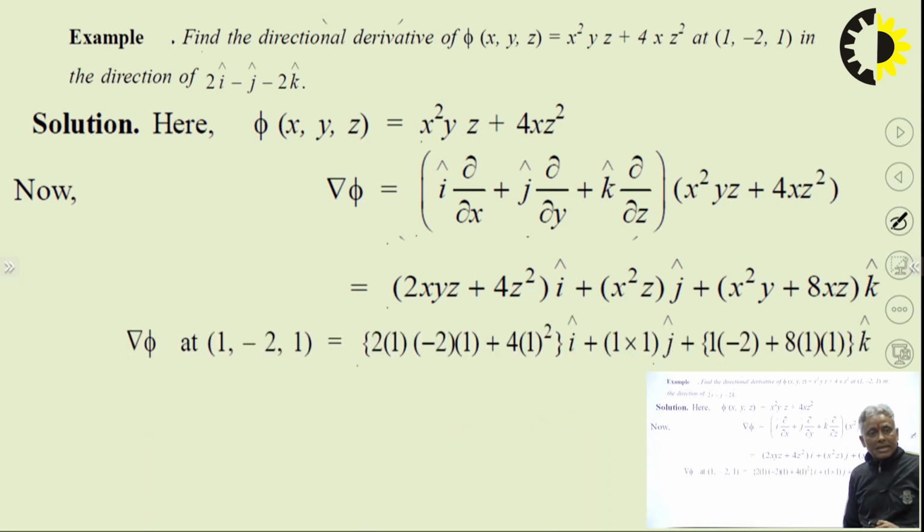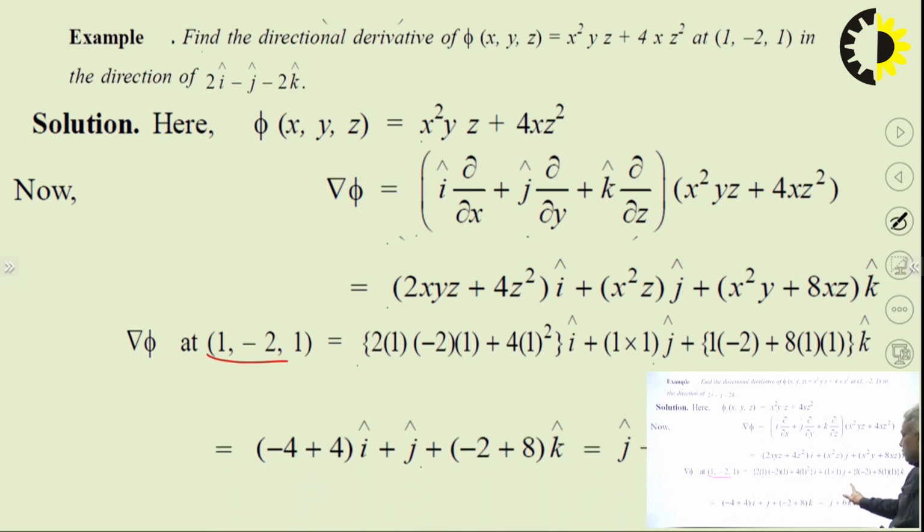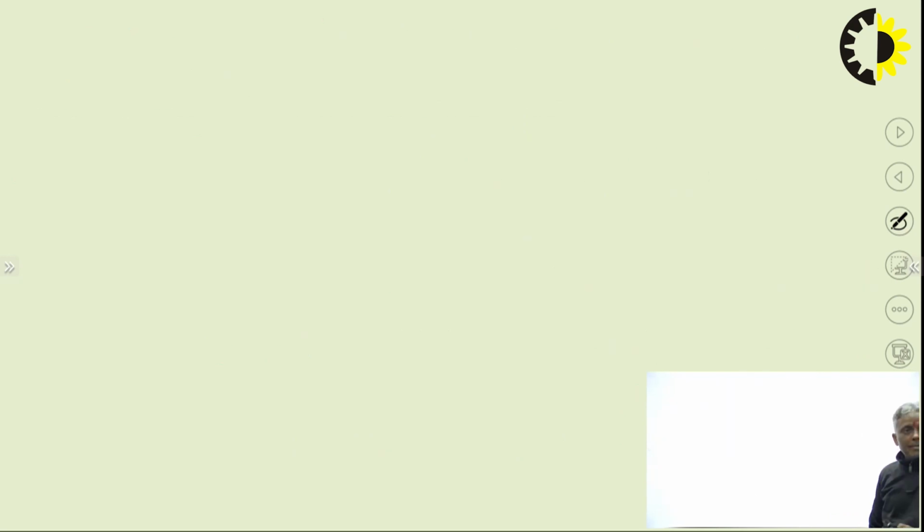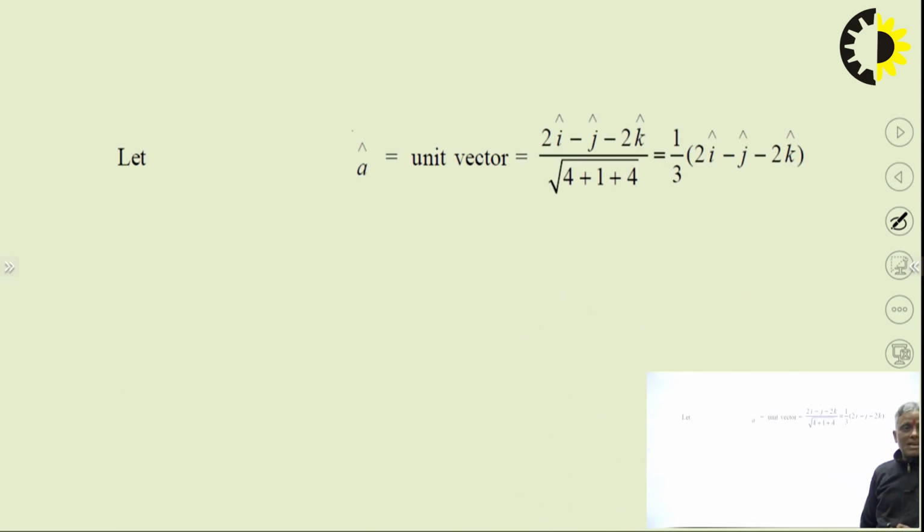Now del phi at the point. At which point? The point is (1, -2, 1). We put the value of x, y and z in this place and calculate, and the value is n vector equal to j cap plus 6 k cap, and that is known as vector n. Now our aim is to calculate the directional derivative dd.